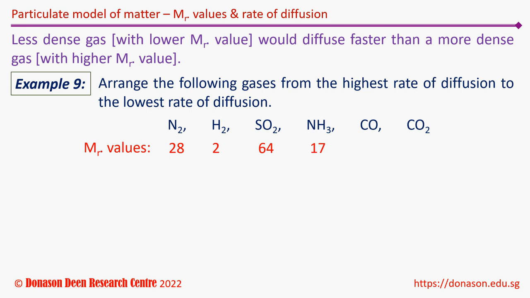Carbon monoxide is 1 carbon and 1 oxygen. So carbon is 12, oxygen is 16, and 12 plus 16 is 28. And carbon dioxide is 1 carbon to 2 oxygen. So twice 16 due to the oxygen is 32, plus another 12 due to the carbon, and that works out to an Mr value of 44. Now we have already worked out the Mr values for each and every one of the gases. All we need to do now is arrange them, because the question says highest rate of diffusion to the lowest rate of diffusion.